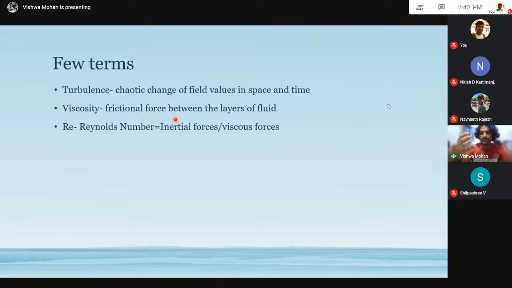Reynolds number. It's basically a measure of which force is dominant, whether the inertial force or the viscous force. What is inertial force? The movement force, the acceleration force, all those forces. If those are dominant over viscous forces, then we say it's a large Reynolds number flow, like high speed flow and all that.